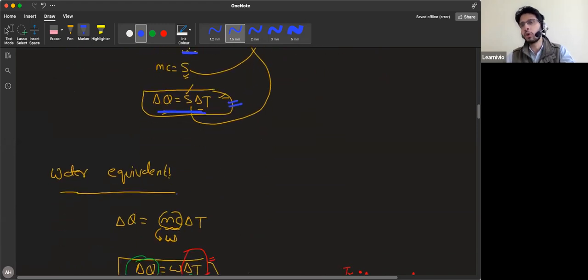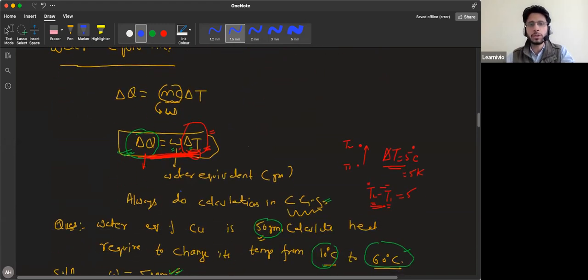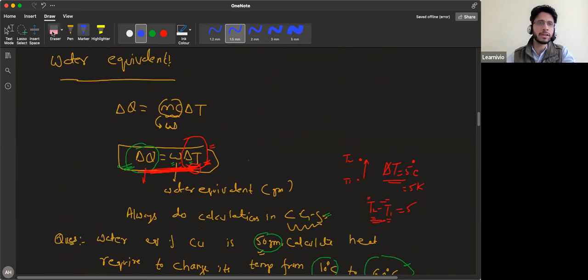There's one more thing, which is water equivalent. We won't go into too much detail here. When you have water equivalent, delta Q is just W into delta T. So if water equivalent is given and change in temperature is given, heat is just water equivalent multiplied by delta T.